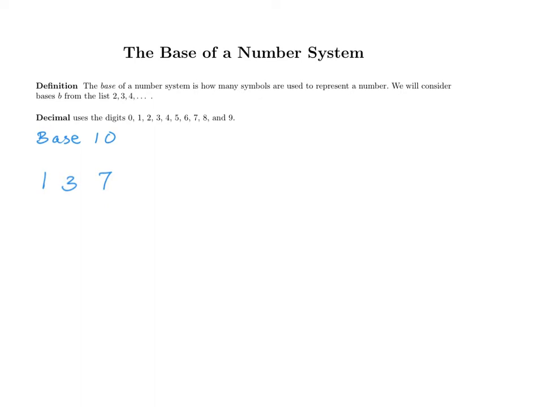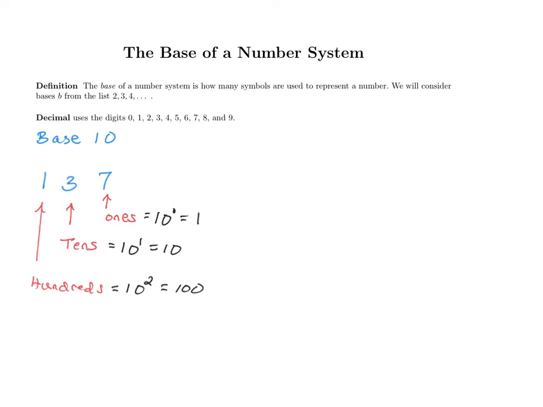So to start with the 7 here, the 7 is in what we call the ones place. The 3 is in the tens place. And this 1 is in the hundreds. And of course, this corresponds to powers of 10. The ones is 10 to the power of 0, which is equal to 1. The tens place is 10 to the power of 1, which is equal to 10. And the hundreds place is 10 to the power of 2, which is equal to 100. So here we're using a base to express a given number.